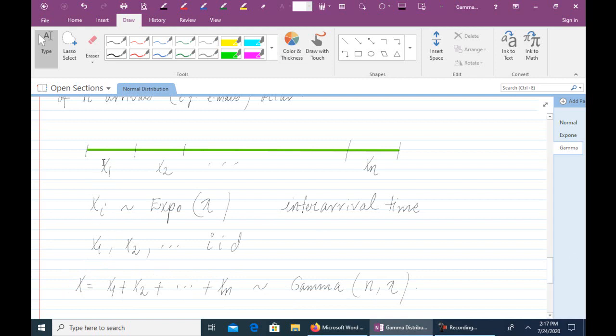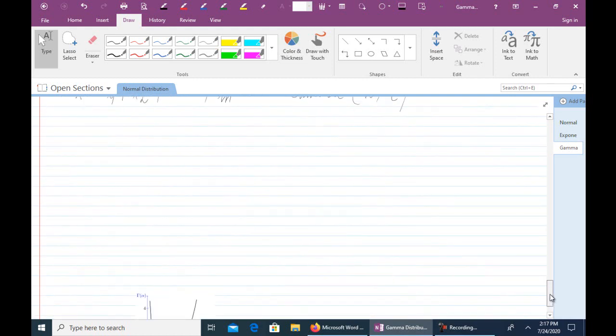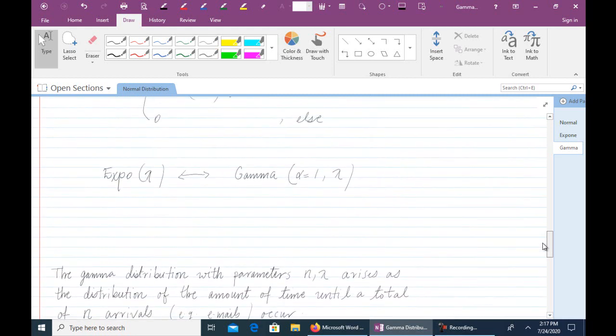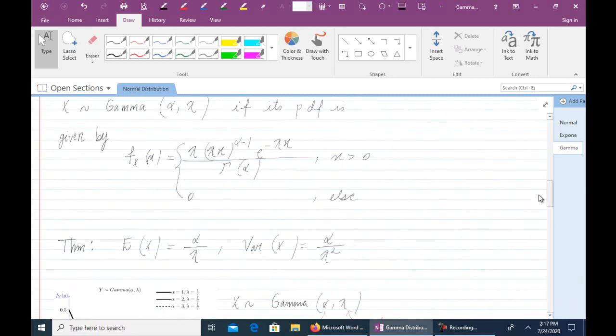So if we have x's which are IID with exponential distributions, then the sum of the first n of these variables would have gamma distribution with parameters n and lambda. Okay, so that's all I want to say on the gamma distribution.